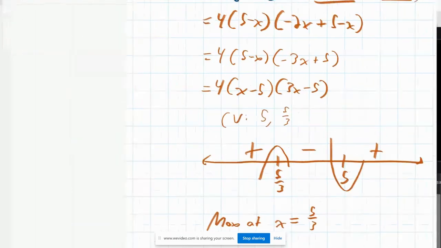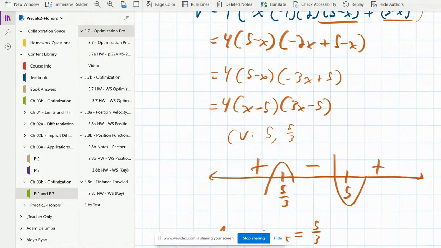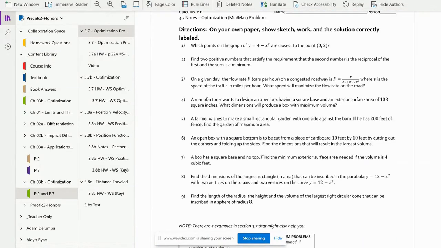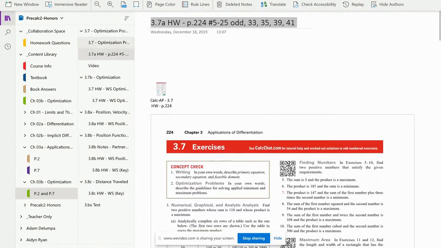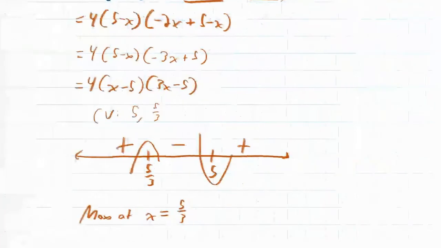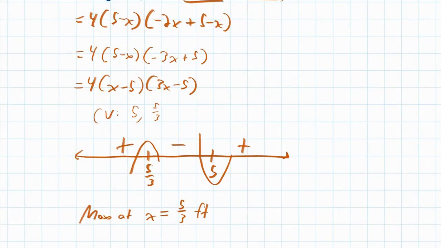5/3. I want to make sure I answer what the question has actually asked me. So let's kind of come back here. We want the largest volume. Yes, 10 feet by 10 feet. So, the max at 5/3 feet.